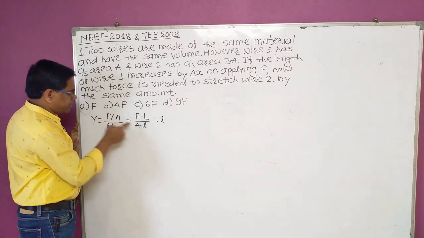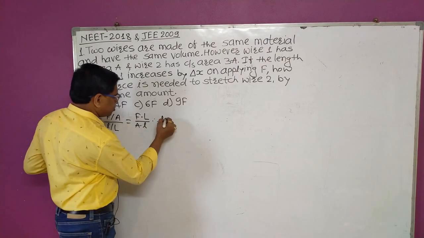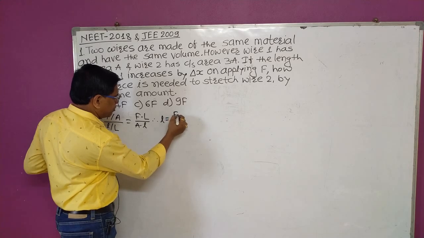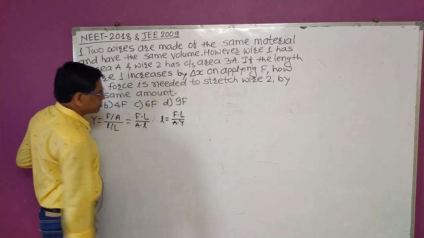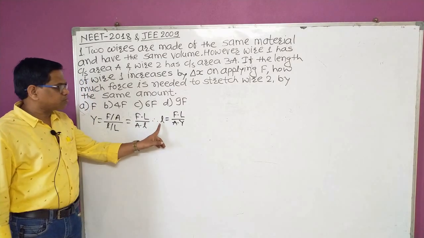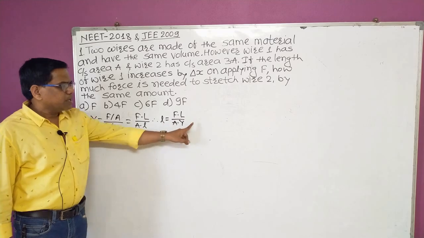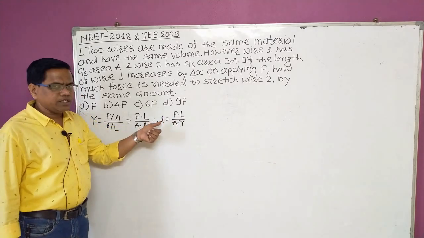This small l is divided here, so it will come here and multiply. This Y is multiplied here, so it will come here and divide. So we get l is equal to F into L upon A into Y. So here it is given that elongation produced in the first wire is delta x and in the second wire is also delta x. So we have to calculate the F.